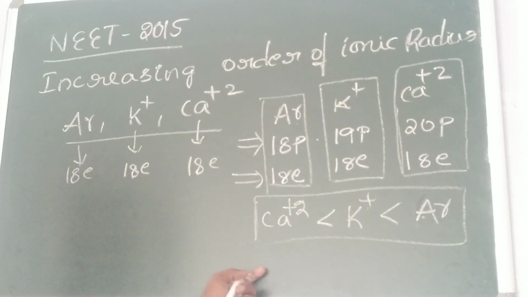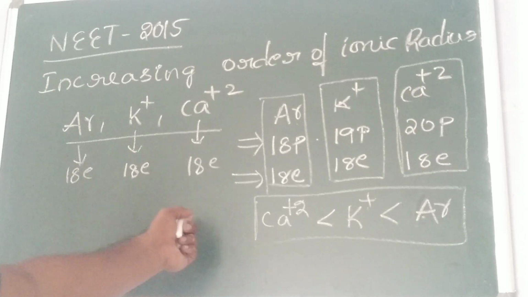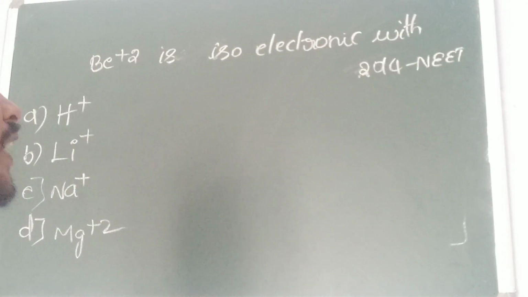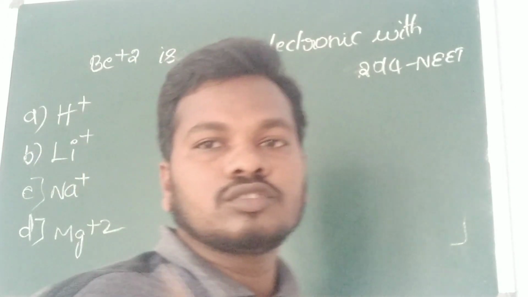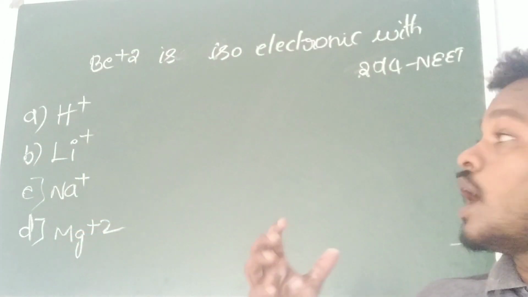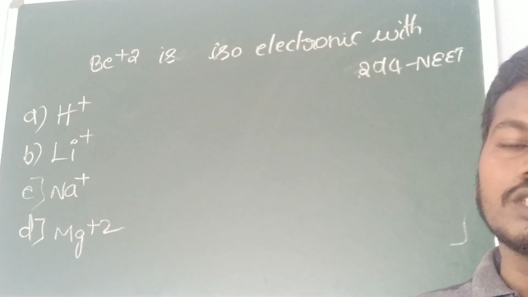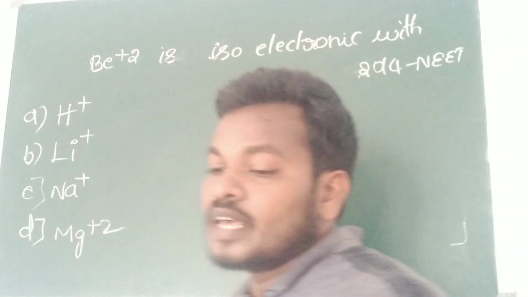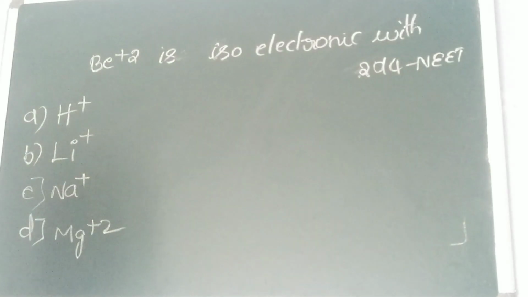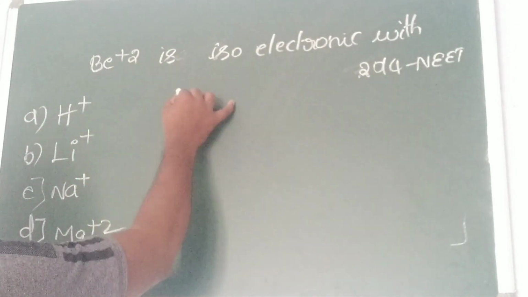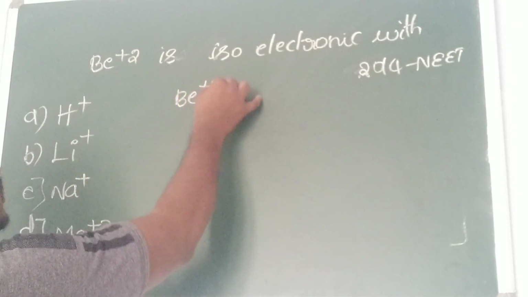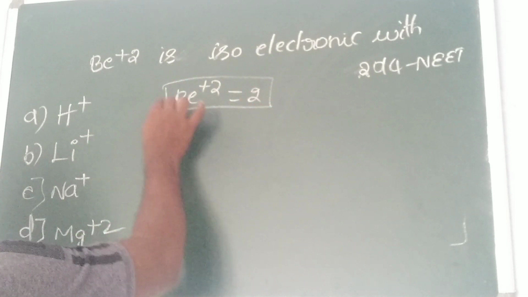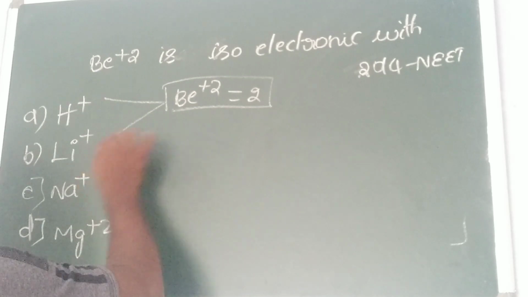So next, you can see the next question. Here they have given: Be plus 2 is isoelectronic with, from NEET 2014. They have given 4 options: H plus, Li plus, Na plus and Mg plus. Beryllium plus 2, with atomic number 4, by losing 2 electrons will have 2 electrons. So among the following, we have to find which has 2 electrons.